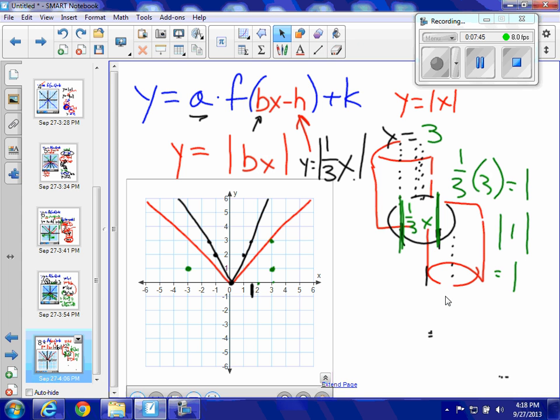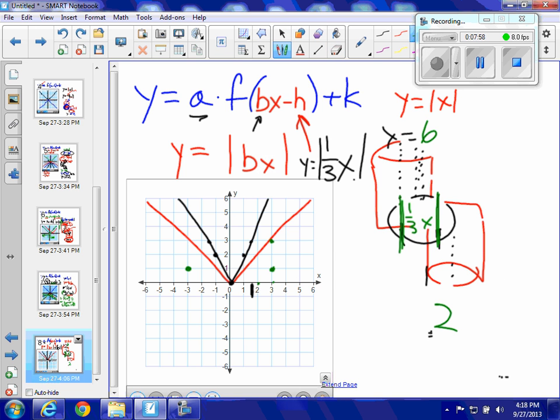If I want a y value of 2, what number has to go in for x to make this work? Well, it looks to me like x would have to be equal to 6, because the absolute value of 1/3 times 6 is the absolute value of 2. So my y is going to equal 2. So at 6, my y is going to equal 2. And that will be true also for negative 6.